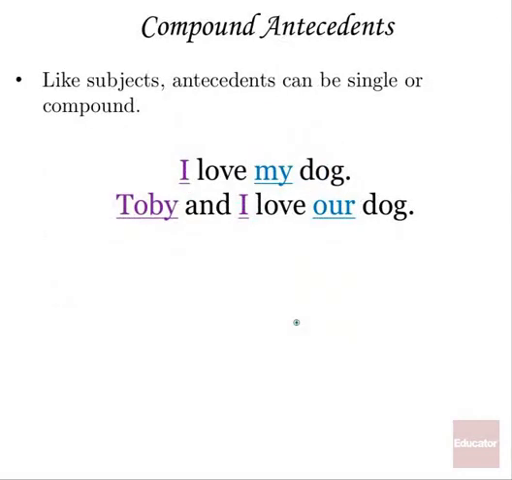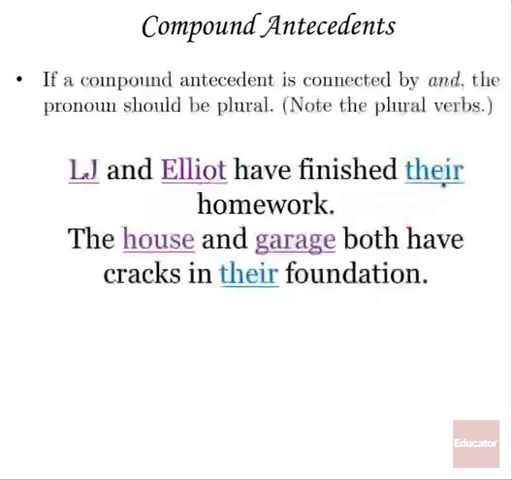All right, compound antecedents. What do you do when you have more than one antecedent? Like subjects, antecedents can be single or compound. So we have the sentence, I love my dog. I is our antecedent. There's only one of me, so I love my dog. However, Toby and I, if we have a dog together, we love our dog. We have a compound antecedent, so we get a plural pronoun. All right. At least usually.